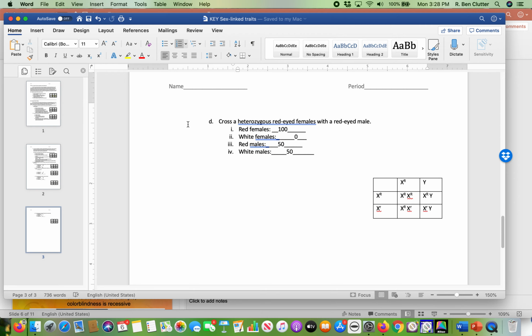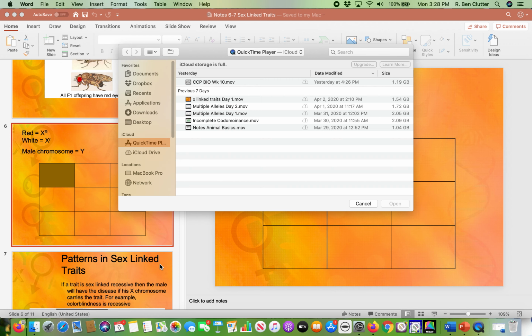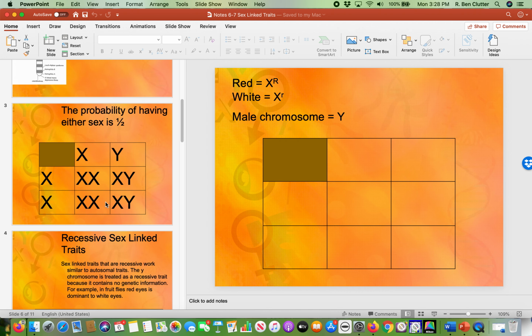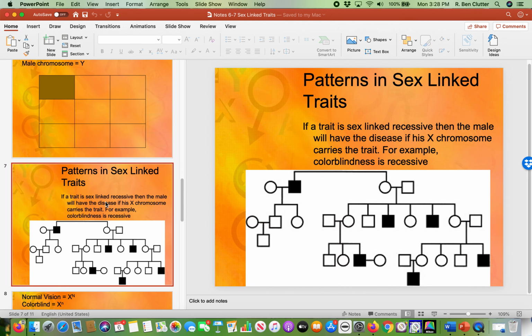Okay, go ahead and take a moment to check that. And then we will jump back in with the sex-linked traits.